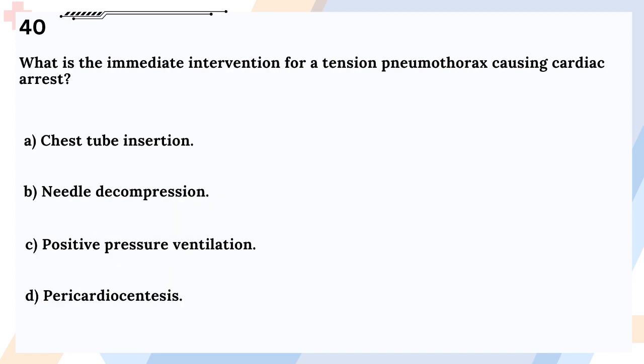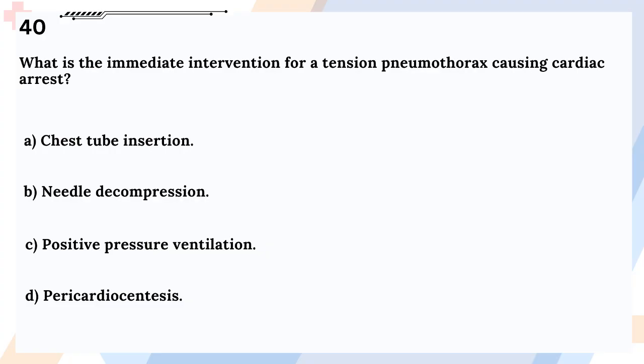Question 40. What is the immediate intervention for tension pneumothorax causing cardiac arrest? A. Chest tube insertion. B. Needle decompression. C. Positive pressure ventilation. D. Pericardiocentesis.